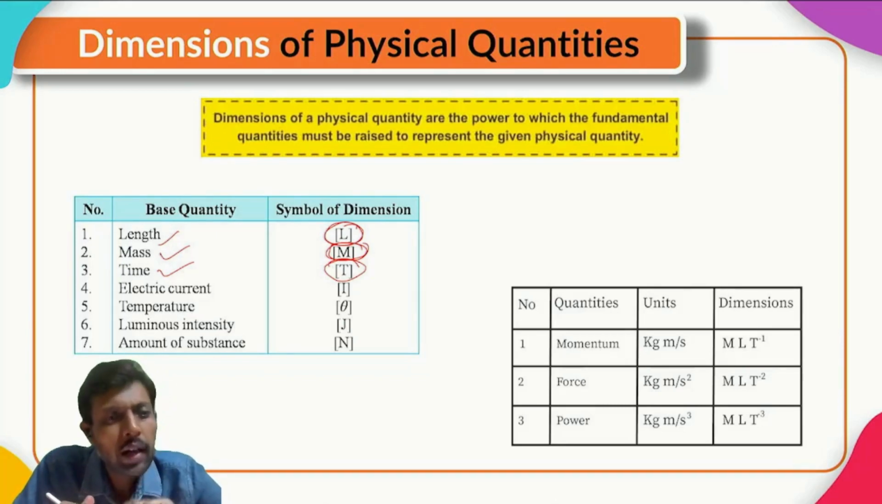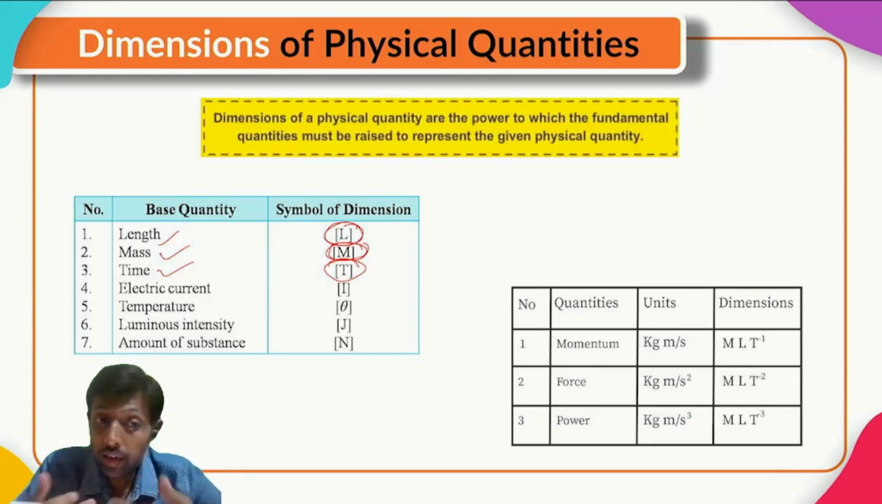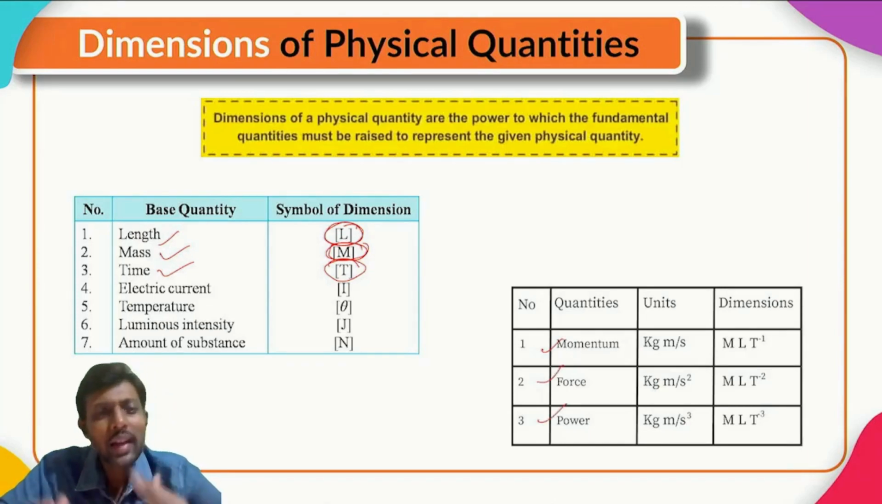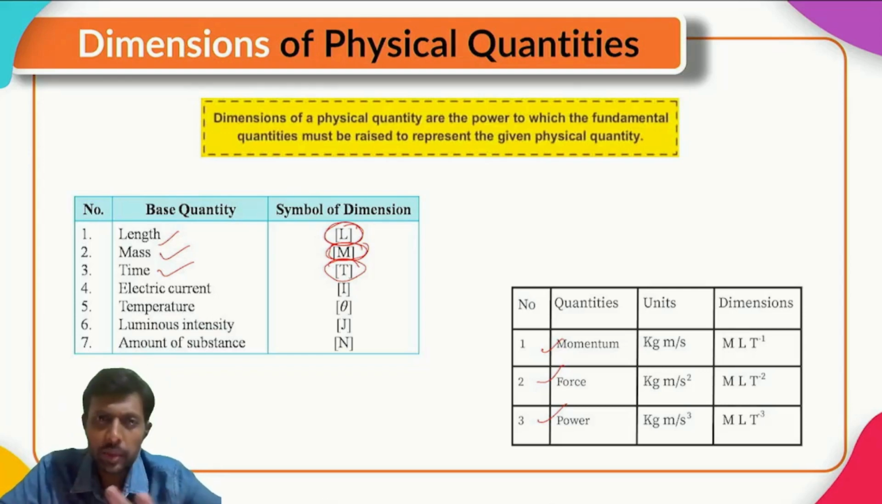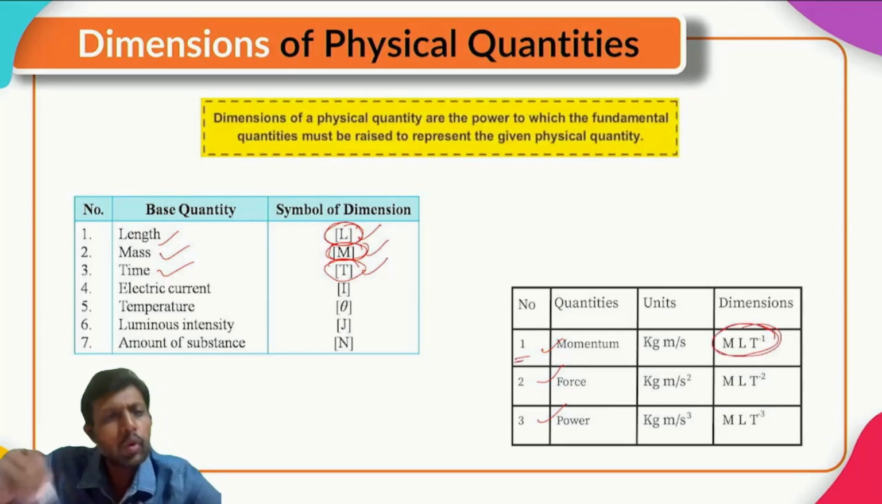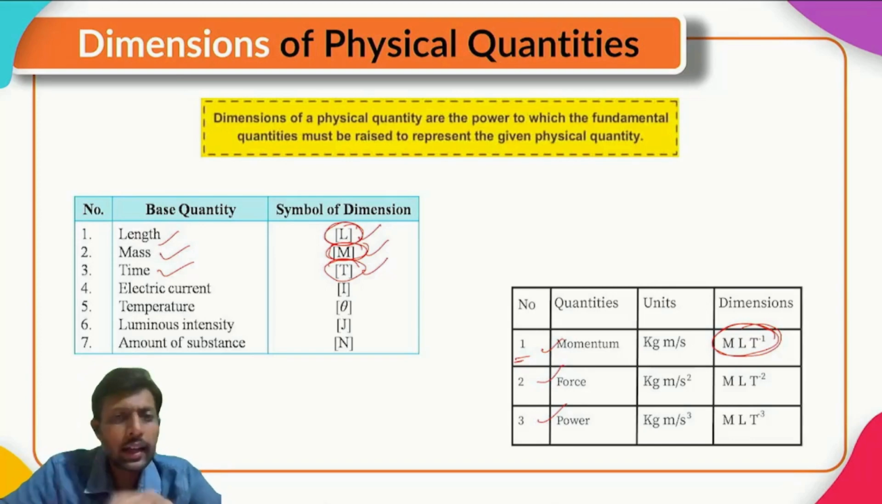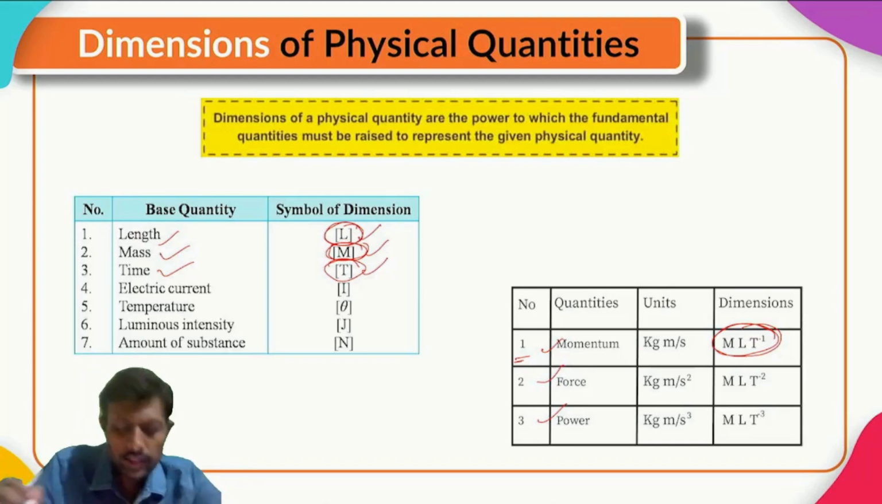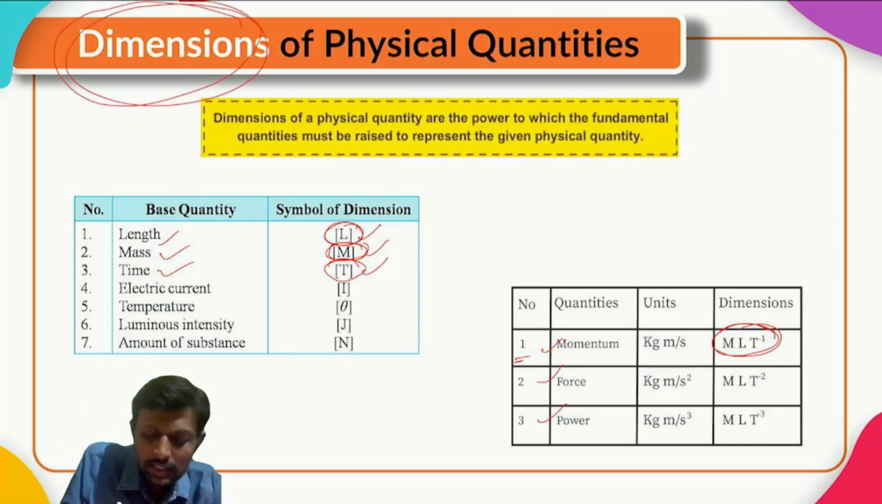At times, we might have to find the dimensional formula of some derived quantities as well. Like you can see, momentum, force, power, these are some derived quantities. Now, derived quantities are expressed in terms of fundamental quantities only. So, if we know the individual symbols of the fundamental quantities, we can put those symbols in the dimensional formula of the derived quantities also. And that's how we get the derived quantities' dimensional formula. But we are going to look at dimensional formula a little later. For now, let's just focus on what this term dimension means.